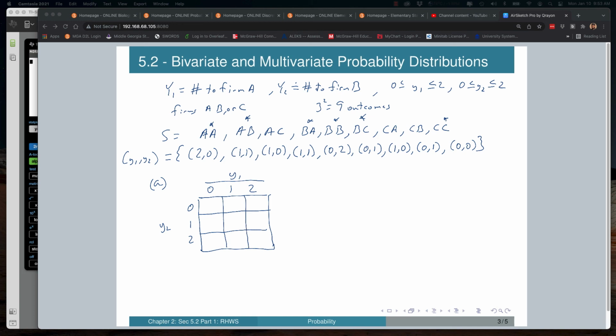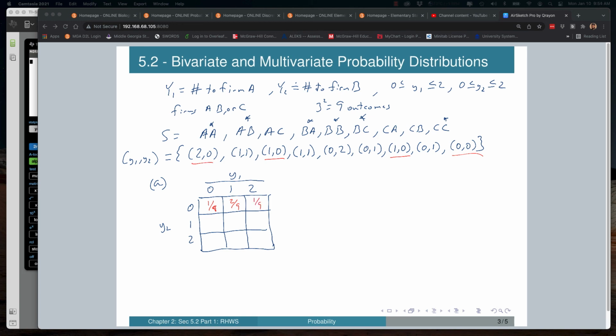So 0, 0 only happens once, so we'll call that 1 over 9. 1, 0, y sub 1 equals 1, y sub 2 equals 0. So 1, 0 is the ordered pair I'm looking for. I got 2 of those, so 2/9. Yeah, this is going to be exactly the same. 2, 0, y1 equals 2, y2 equals 0. That happens 1 time. So it's 1/9.